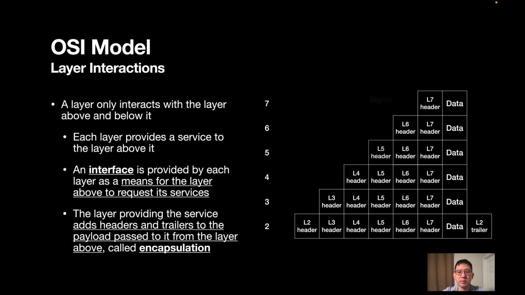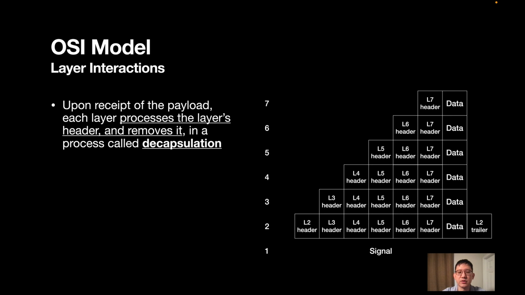When it gets to layer 1, that payload gets turned into a signal and sent to the destination. Now notice that in layer 2 we have both a header and trailer, and we're going to talk about that in a future video. When the signal reaches its destination, the reverse happens. So each layer processes the layer's header and removes it in a process called decapsulation.